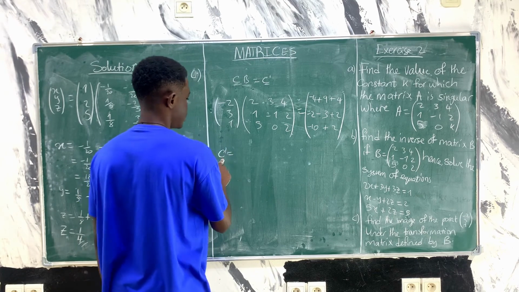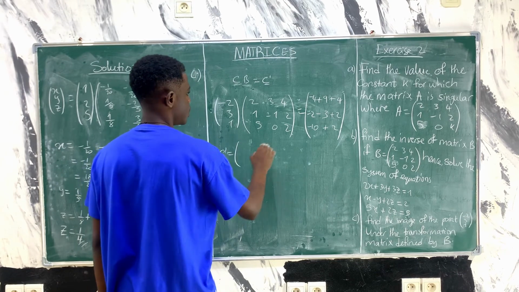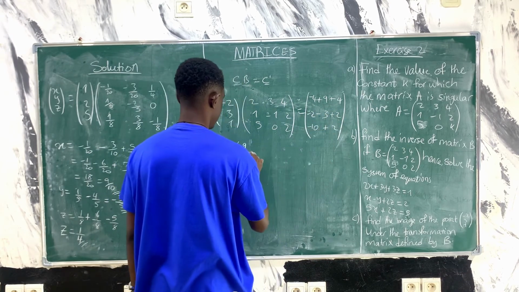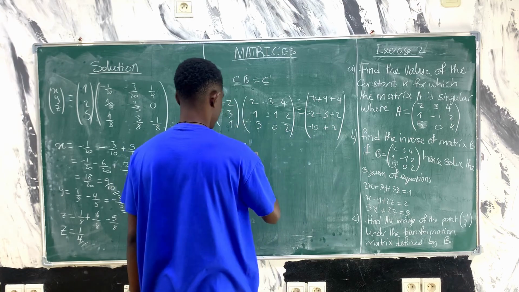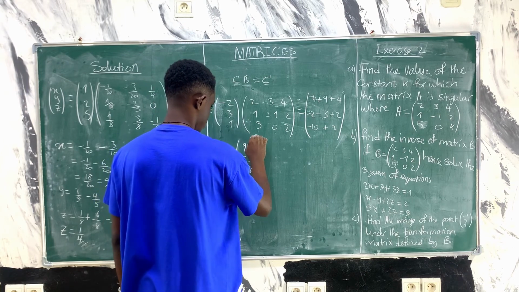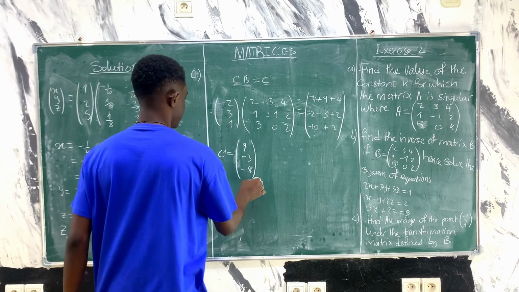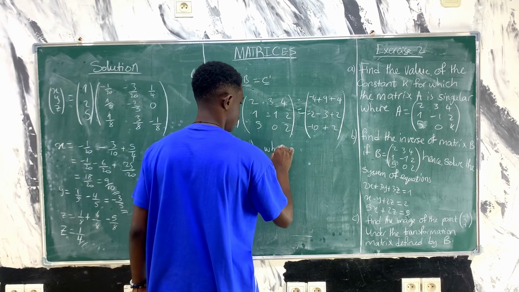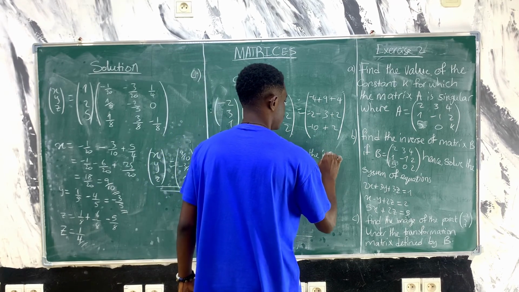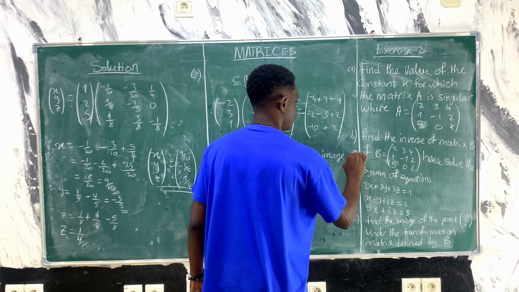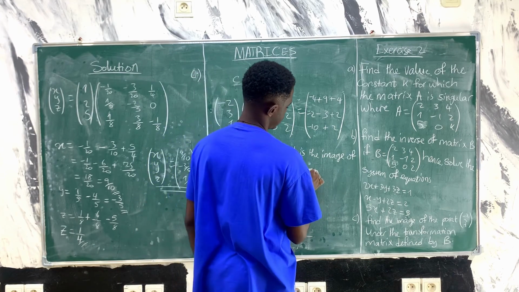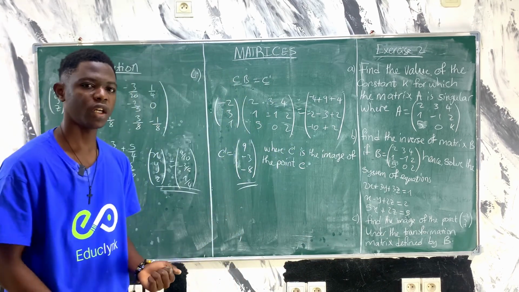So the final answer, C prime. C prime is the image of C. C prime is minus 4 plus 4, 0, plus 9, 9. Minus 2 plus 2, 0, minus 3, minus 3. Minus 10 plus 2, minus 8. You can leave your answer like this, where C prime is the image of C. And you're done.